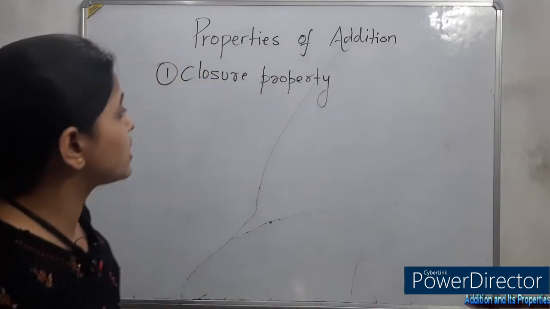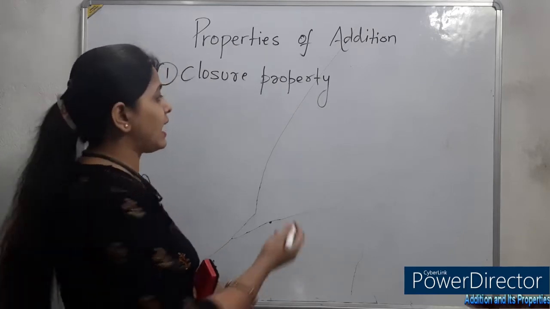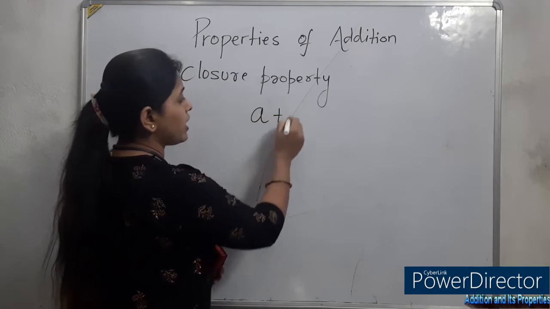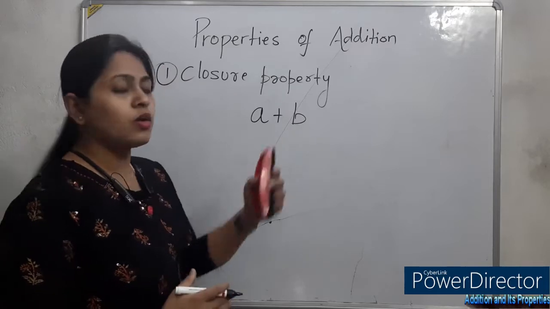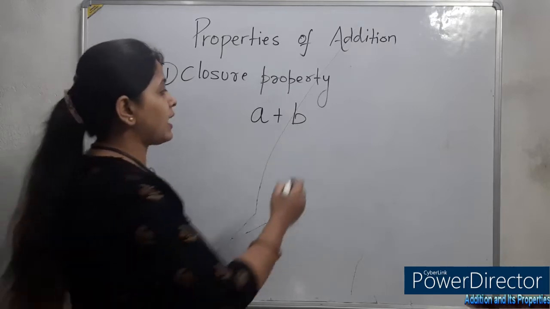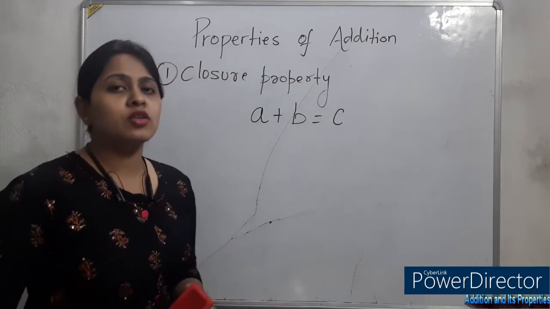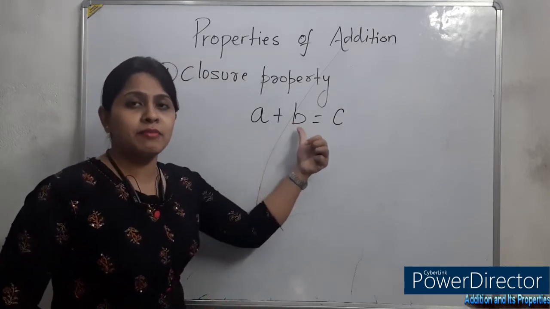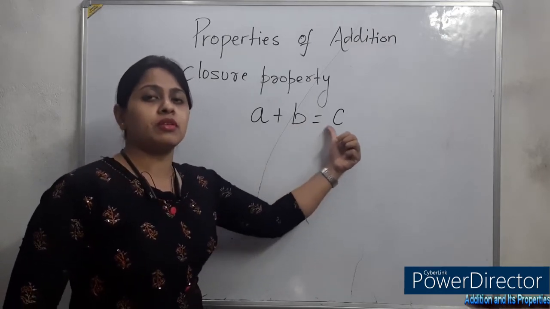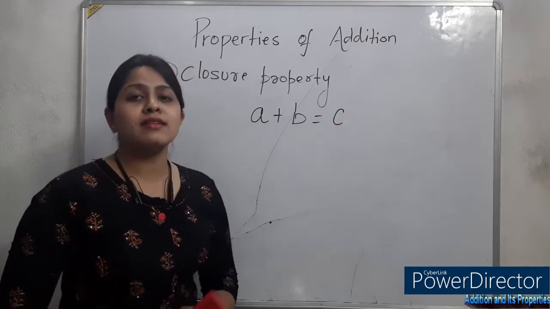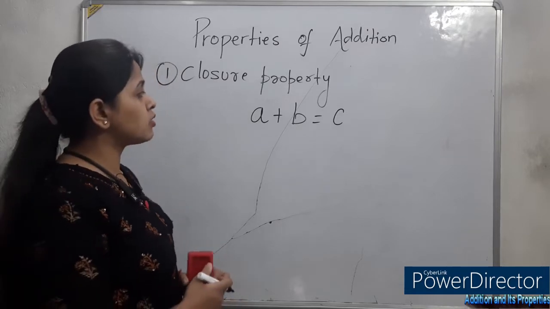So the closure property means if two numbers are going to be added, like A and B. If A and B are two whole numbers, both are whole numbers and both are going to be added, so their sum will be C. The closure property says that if A and B are two whole numbers and they are added, then their sum C is also a whole number. This is the closure property.